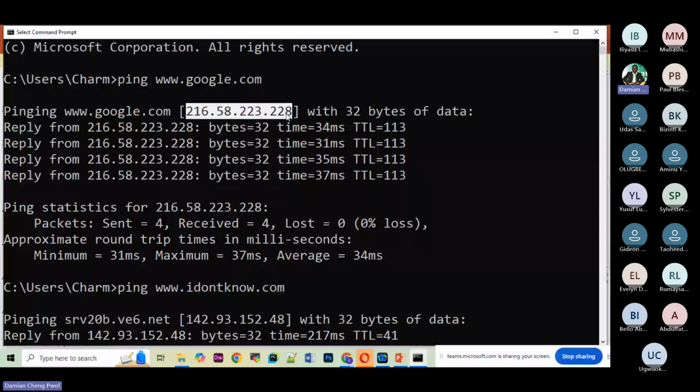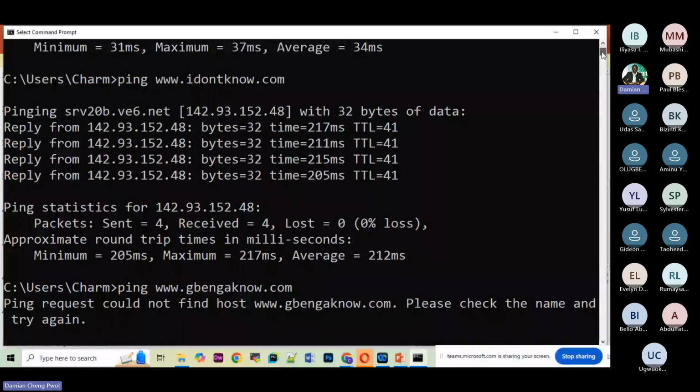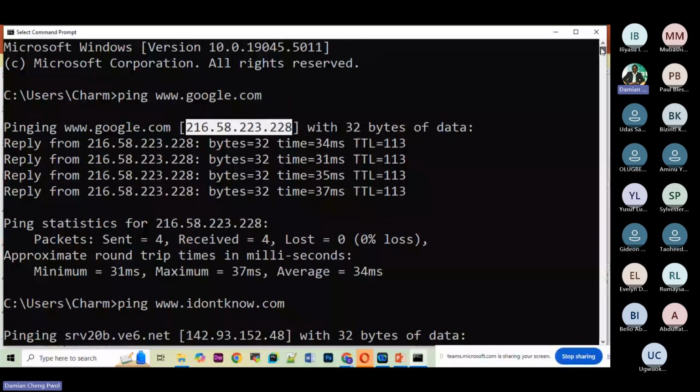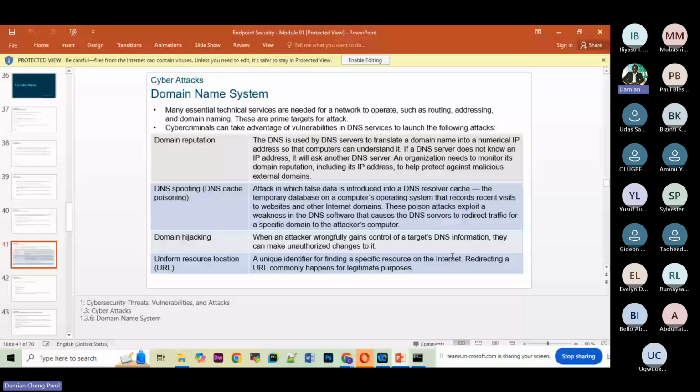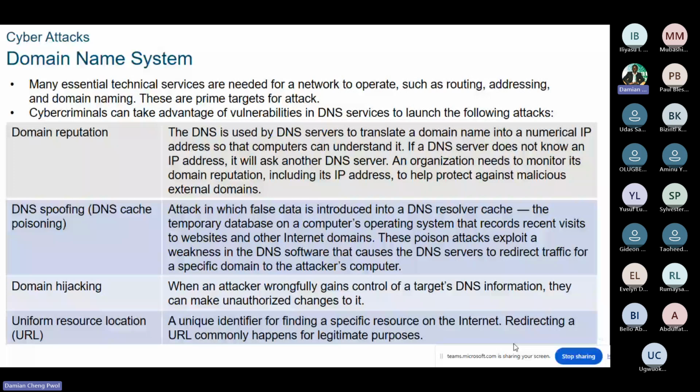So you can also do ping for other sites. You will see you always have an address like this. So that's what you gain from that. So let's go back to this. Attackers could also take advantage of the DNS server. Many essential technical services needed for a network to operate, such as routing, addressing, and domain naming, I hope you can see the slides, addressing and domain naming, these are prime targets for attacks.